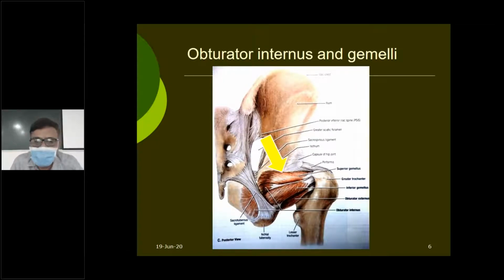Obturator internus and gemellae. I told you already, the obturator internus is in the center and the gemellae are above and below. As they go towards insertion, they are all fused. The obturator internus in the center is fused with the superior gemellus and inferior gemellus. Anyway, let us learn the obturator internus first. Obturator internus is a reasonably big muscle. It arises from the lateral wall of the pelvis, as you can see here. Its origin was seen already by you in the pelvis.